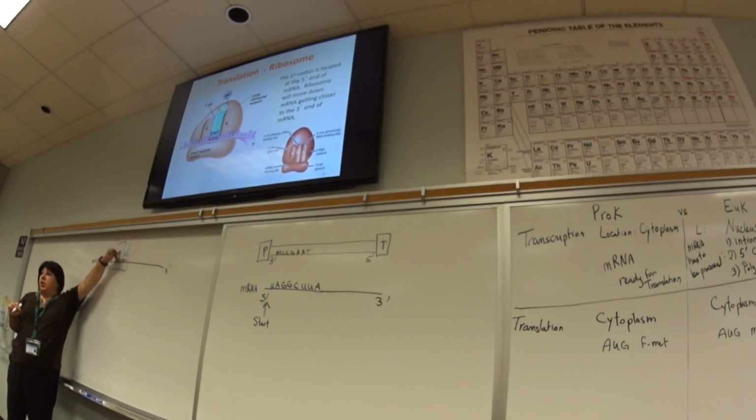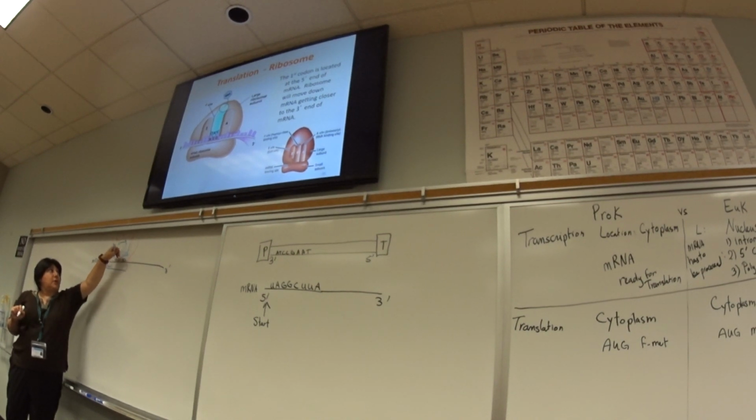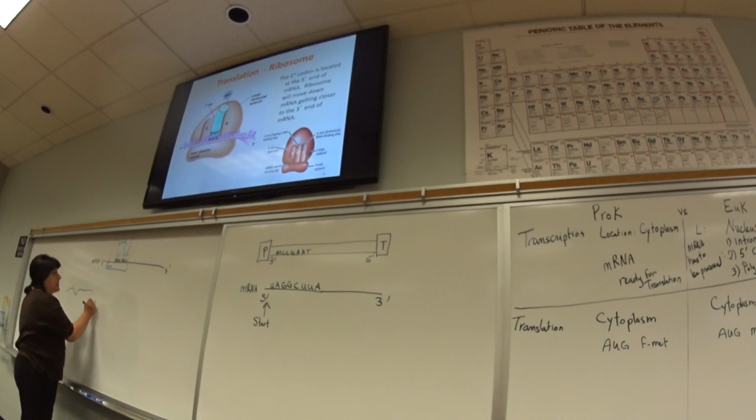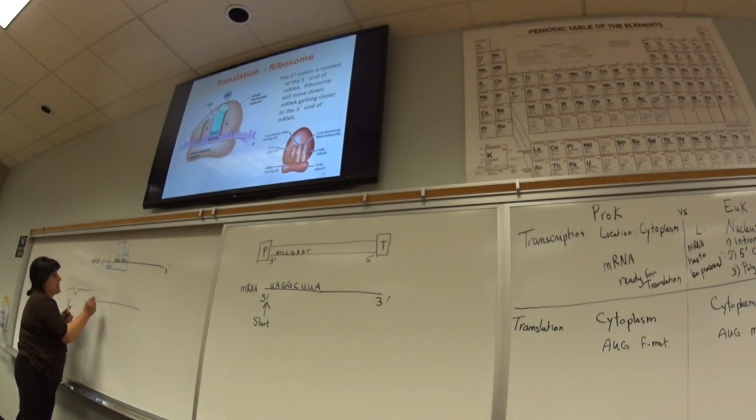This one is discharged. The ribosome moves one codon to the right. This one goes into this place. So next image, if you want to see, it's going to look like this.